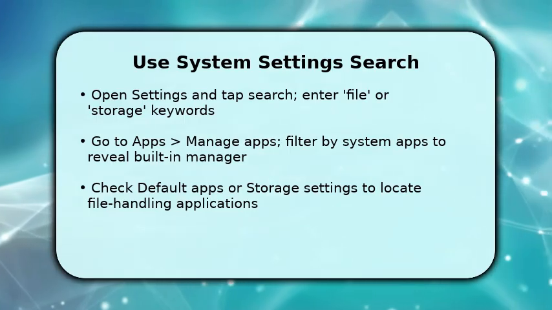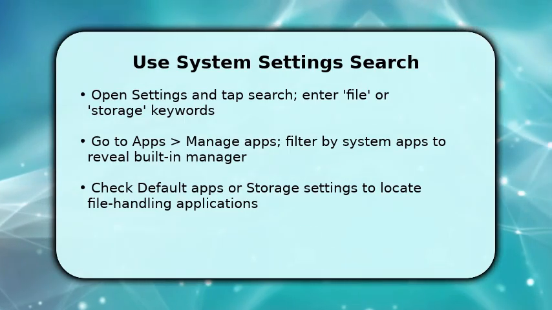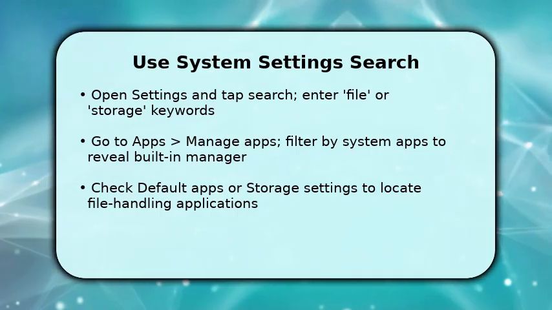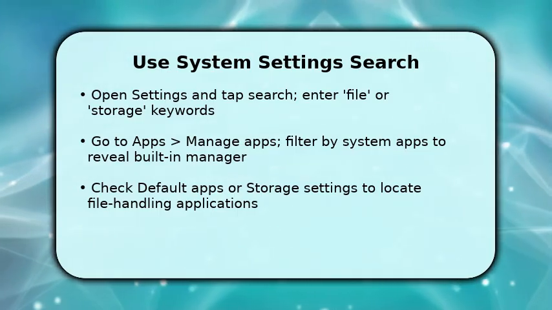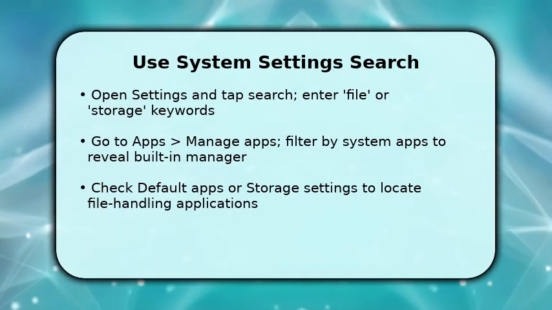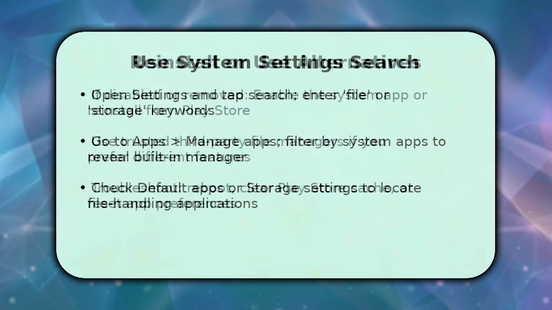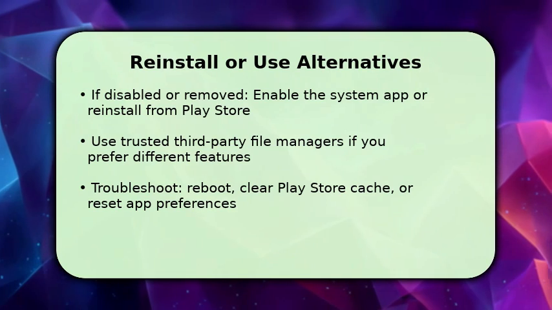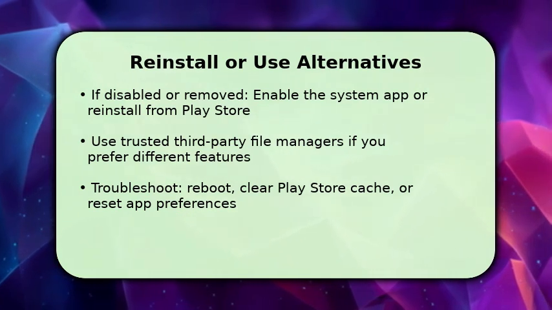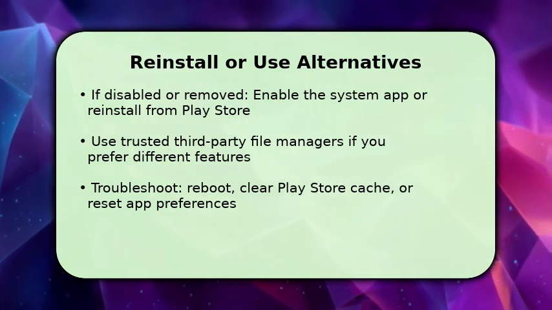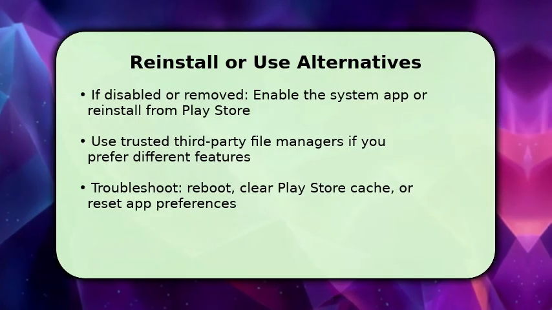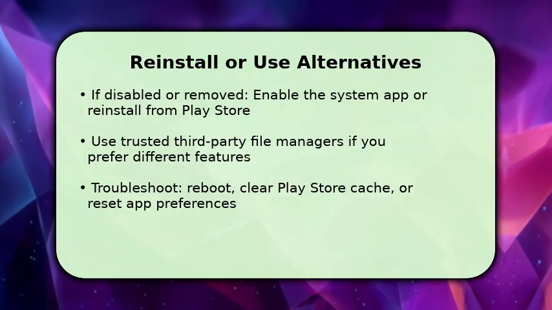Once visible, tap it to confirm name and icon. Make sure it isn't disabled, because re-enabling is faster than reinstalling and preserves your default file associations. Finally, restore full functionality. If the System File Manager is disabled, enable it in Apps. If it's uninstalled, reinstall a reputable Files app from the Play Store.